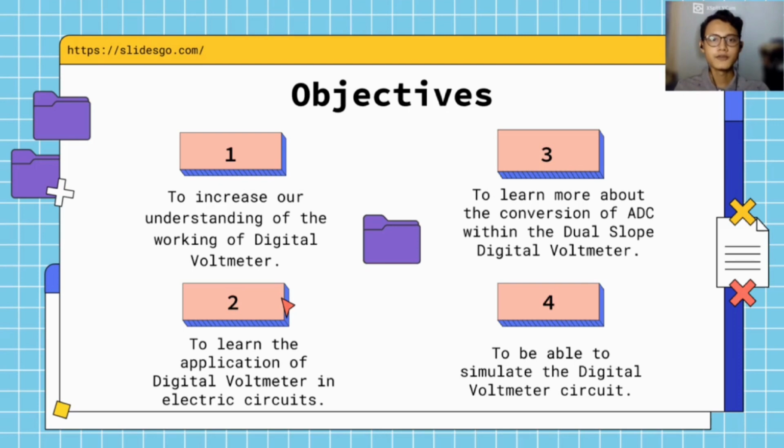The objectives of this mini project are, first, to increase our understanding of the working of digital voltmeter. Second, to learn the application of digital voltmeter in electric circuits. Third, to learn more about the conversion of ADC within the dual slope digital voltmeter. And lastly, to be able to simulate the digital voltmeter circuit.